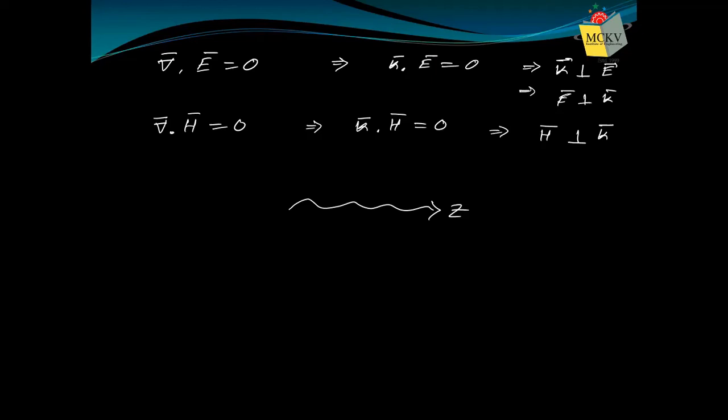Now, can I say these three vectors, electric field, magnetic field, and the direction of propagation, or propagation vector k, are mutually perpendicular to each other? This is my question. Tell me, what do you think? There is no right or wrong. Whatever discussion we have done, from that, can we say electric field E, magnetic field H, and propagation vector k are mutually perpendicular to each other?